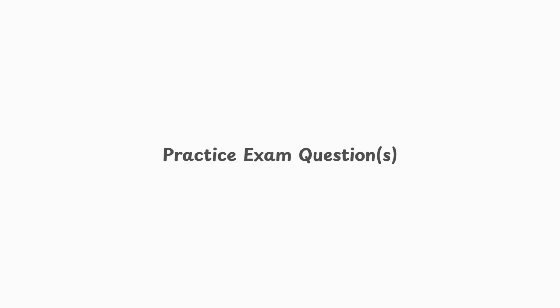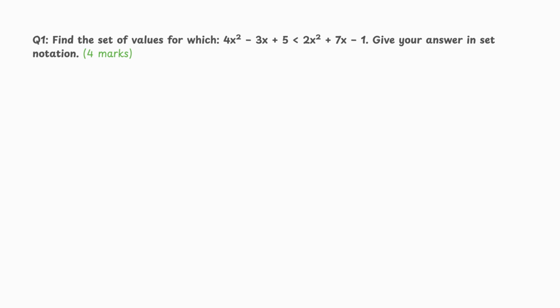Now let's dive into some exam-style practice questions. You can pause the video and try yourself. Question 1. Find the set of values for which 4x squared minus 3x plus 5 is less than 2x squared plus 7x minus 1. Give your answer in set notation. This question is worth 4 marks, so we will begin by focusing on the first step.